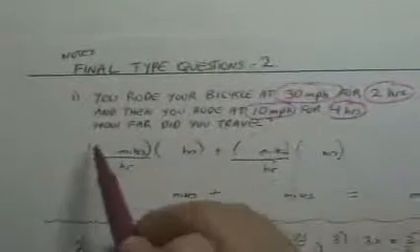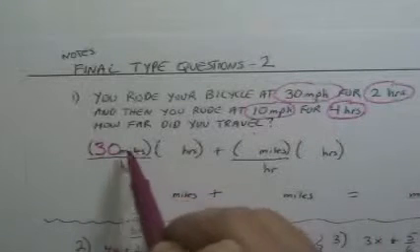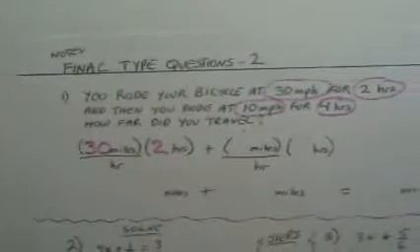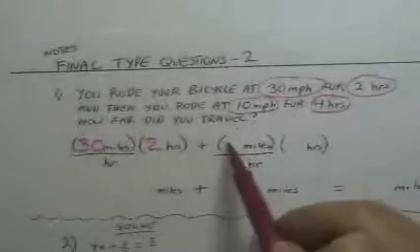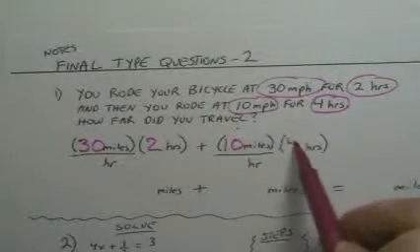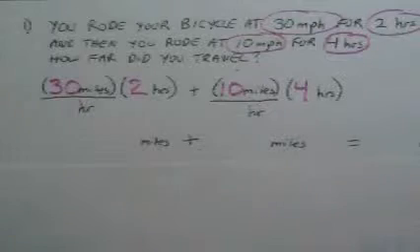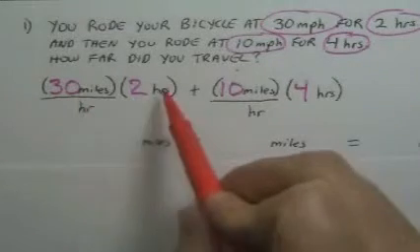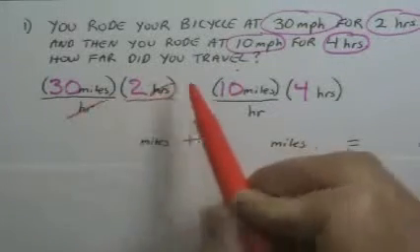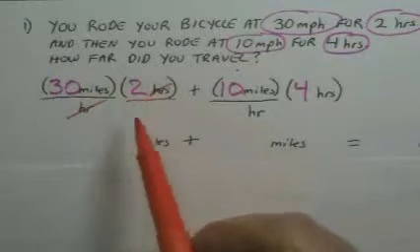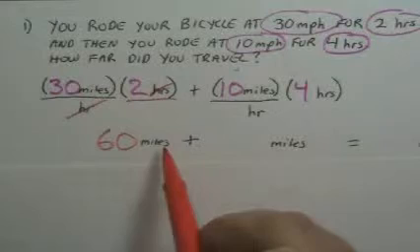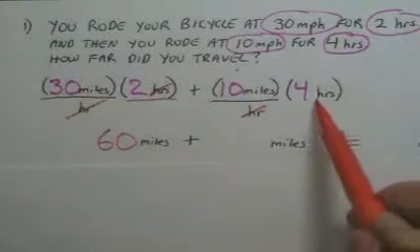Okay, so we went 30 miles per hour, and that was for 2 hours. And then we went 10 miles per hour, 10 miles per 1 hour, for 4 hours. What's interesting is notice the hours. The hours will cancel, right? Because you've got hours on the bottom and hours on top. And you just have 30 times 2 is 60. And look at the units you have left: miles, 60 miles.